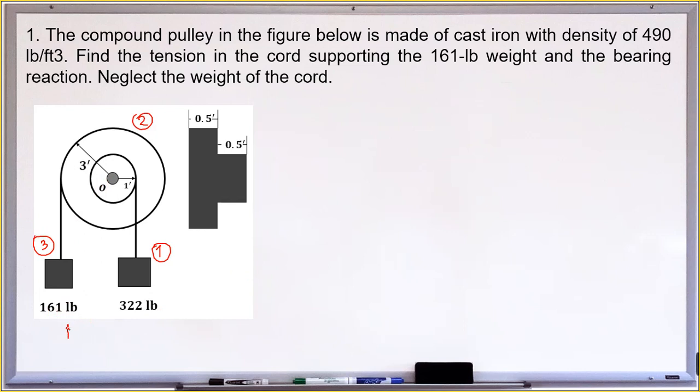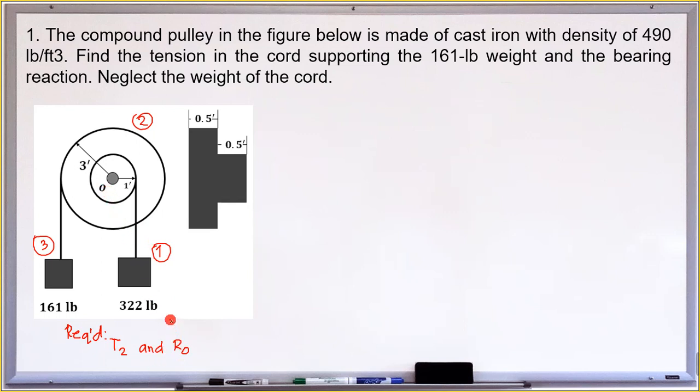And then let's write the requirements for this problem. We are to solve for the tension in the cord supporting the 161-pound weight. This one right here, we let as T2. Okay, the tension. And what else? We will also find the bearing reaction, or the reaction at the compound pulley, at the center O.